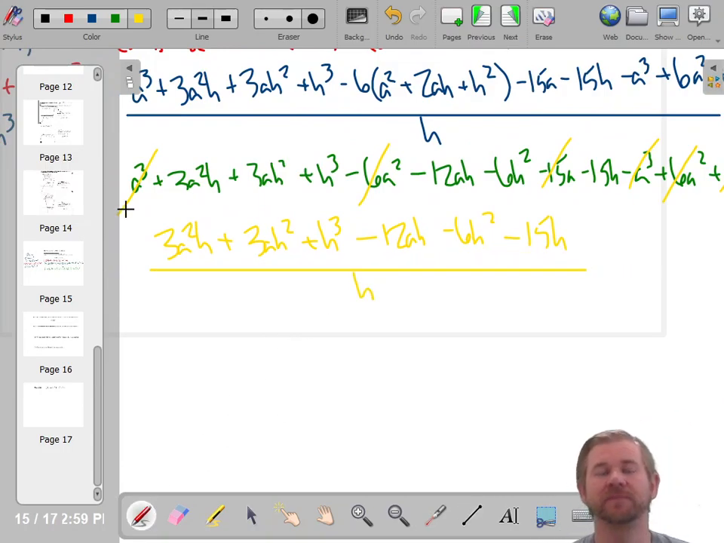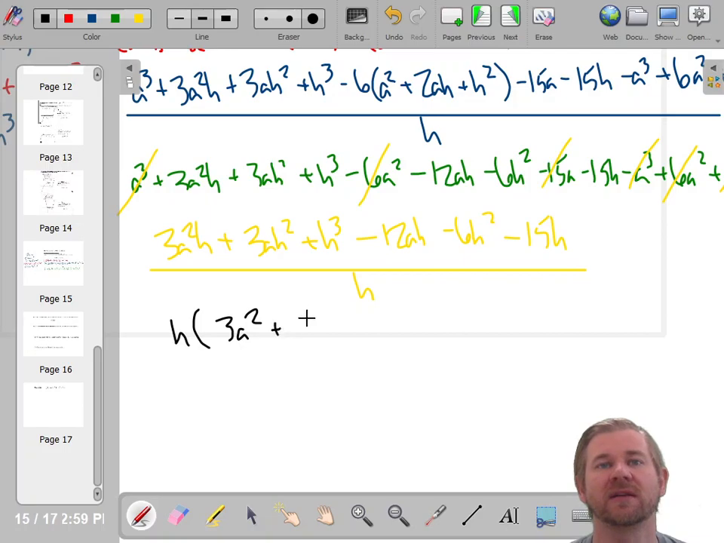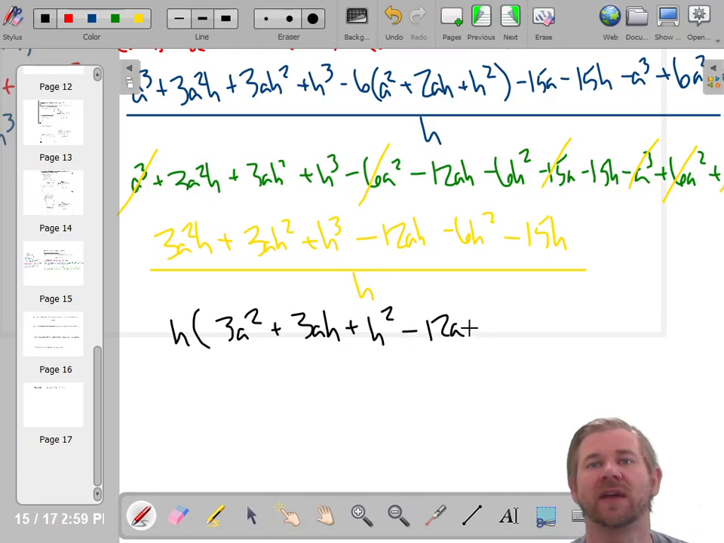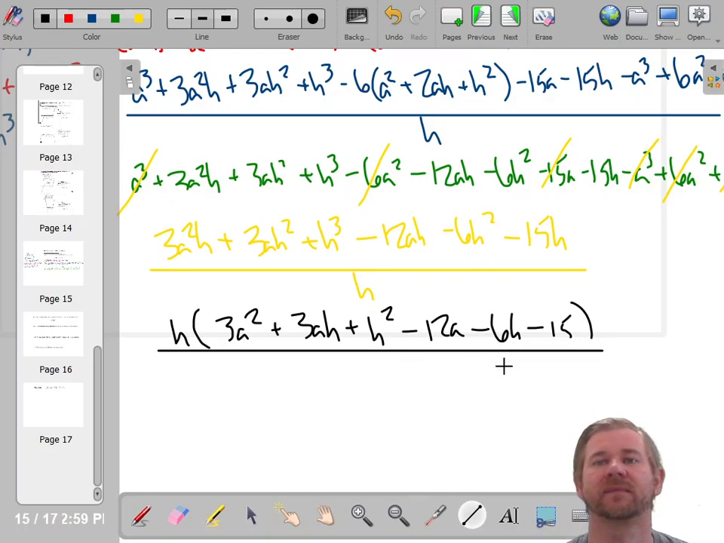Now, first thing I'm going to do is in the numerator, notice how everything has an h. I'm going to factor that out. Now it's 3a squared plus 3ah plus h squared minus 12a minus 6h minus 15, and that goes away.